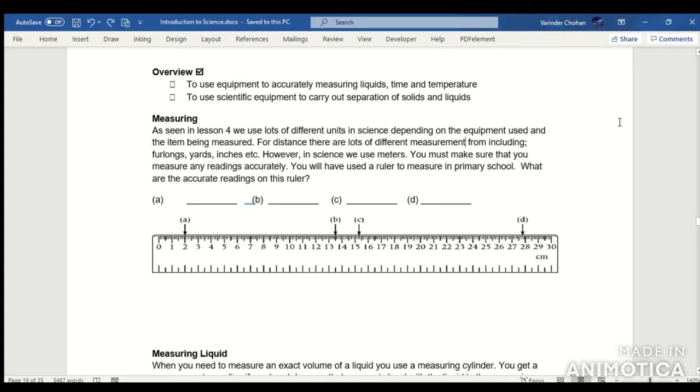For distance, there are lots of different measurements including furlongs, yards, inches. However, in science we use meters. Remember, we can scale meters up or down by using a prefix. So for example, to make meters smaller, we can put a milli or a centi in front of it, or to make it larger, we can put kilo in front of it to make it 1,000 meters.